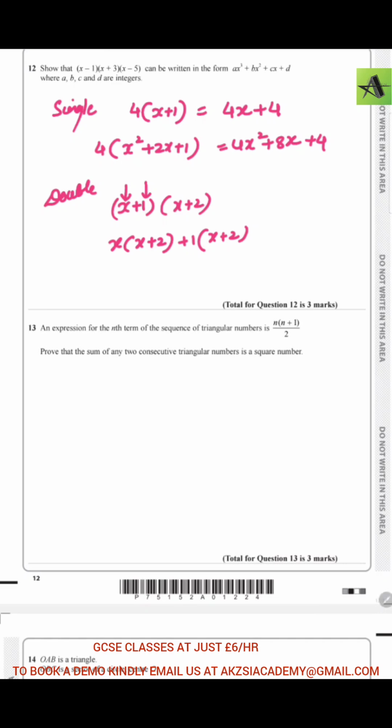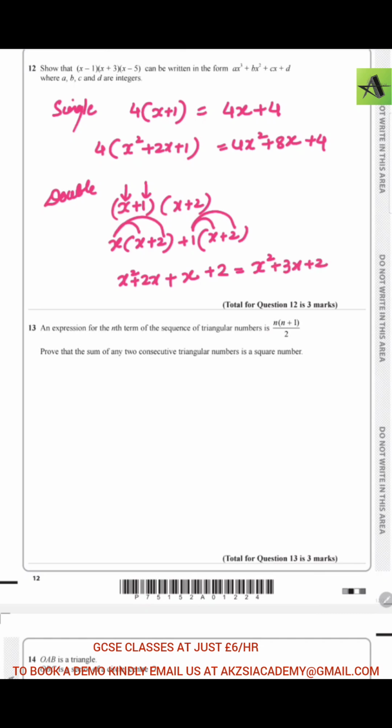So again, what I did, I have split it into single brackets, and we have to work just like how we did the previous one. So x times x is x squared, x times 2 is 2x, plus 1 times x is x and 1 times 2 is 2. So answer is x squared plus 3x plus 2.